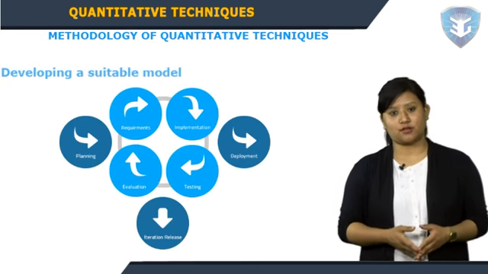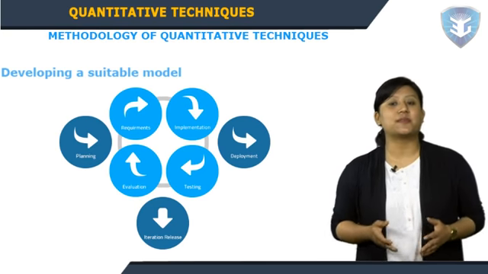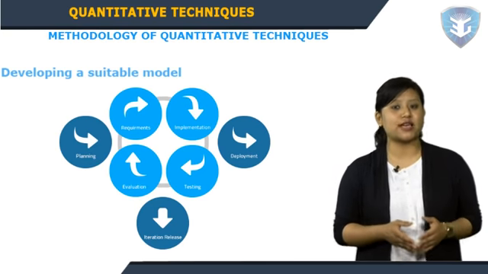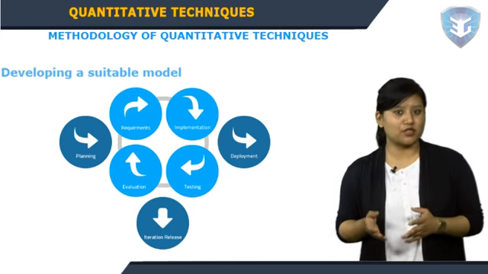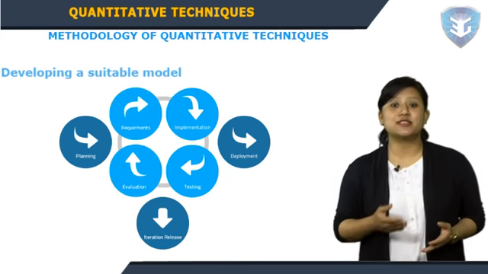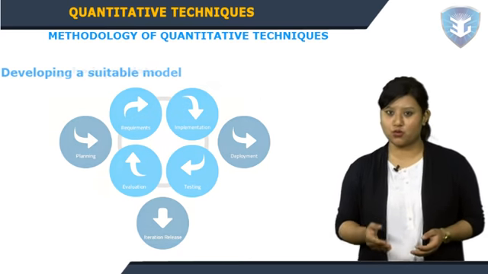Developing a suitable model. A model is a mathematical representation of a problem situation. The mathematical model is in the form of expressions and equations that replicate the problem. For example, the total profit from a given number of products sold can be determined by subtracting the cost price from the selling price and multiplying by the number of units sold.